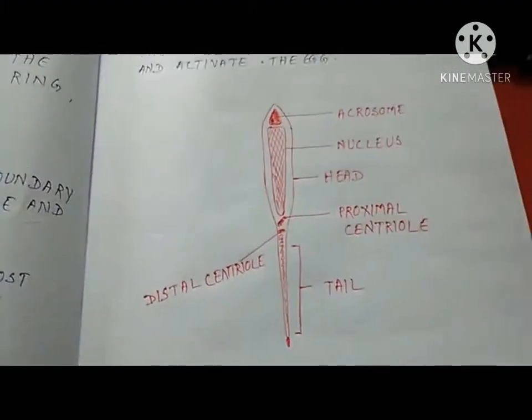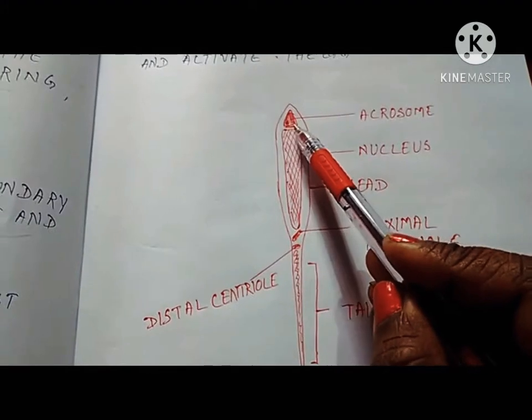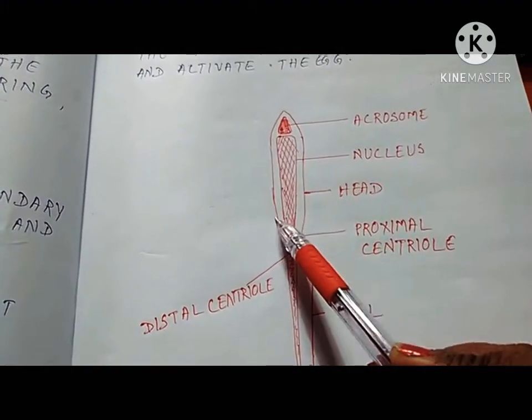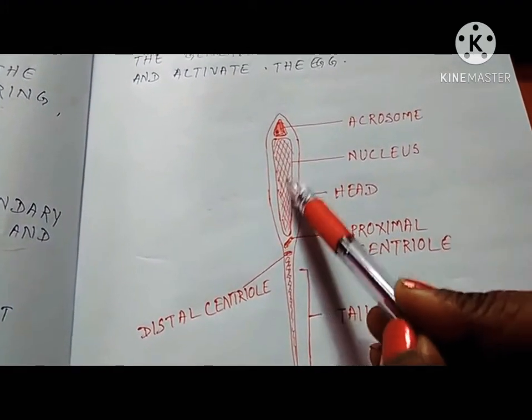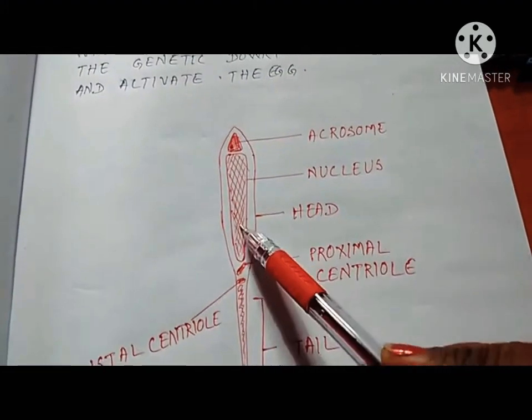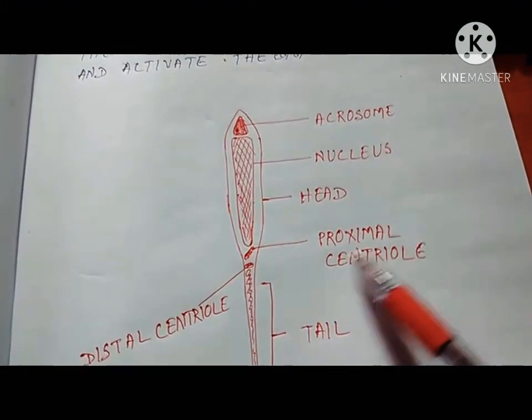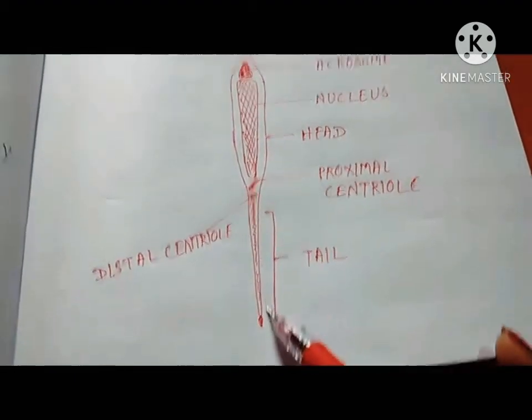This is the overall structure of human sperm. The anterior portion is the acrosome. This is the head, nucleus, and spiral filaments. Then this is the proximal centriole, distal centriole, and tail.